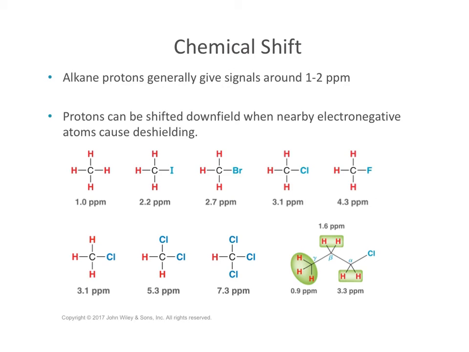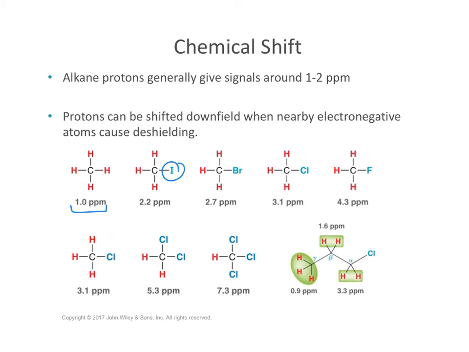And there are tables of chemical shift data that help us to know where to expect certain protons to show up. So protons can be shifted downfield when they are adjacent to electronegative atoms. So if we look at methane here, it shows up at 1.0. So the hydrogens in red show up at 1 ppm.